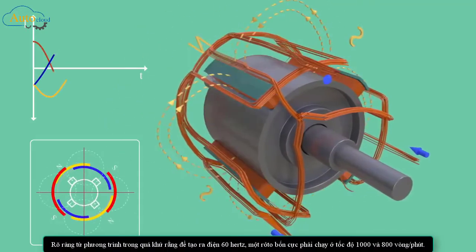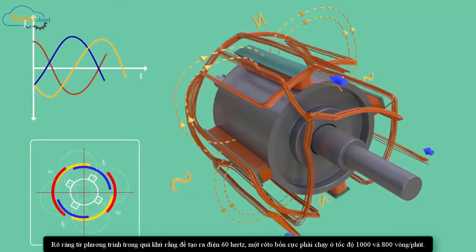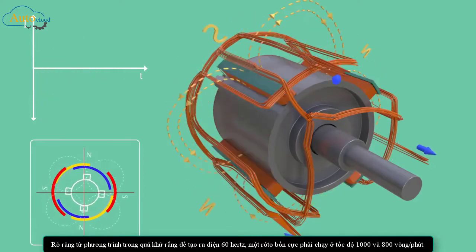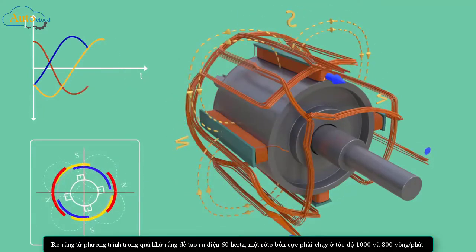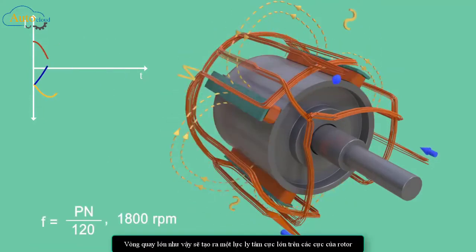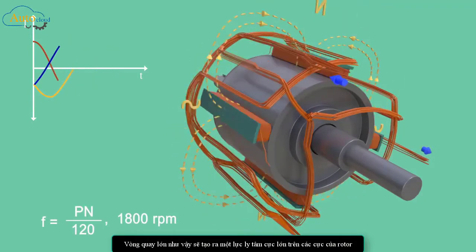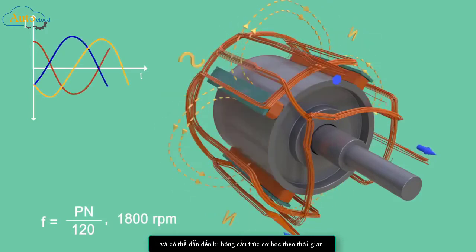It is clear from past equation that in order to produce 60 Hz electricity, a 4-pole rotor should run at following speed of 1800 RPM. Such huge RPM will induce a tremendous centrifugal force on poles of the rotor and it may fail mechanically over time.